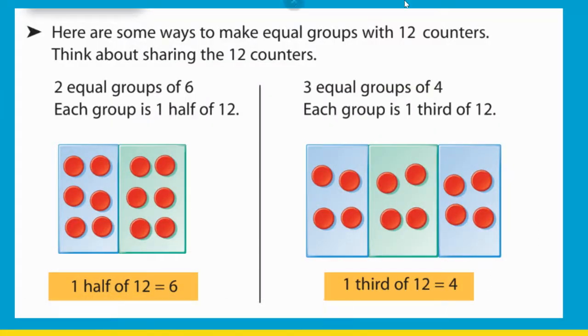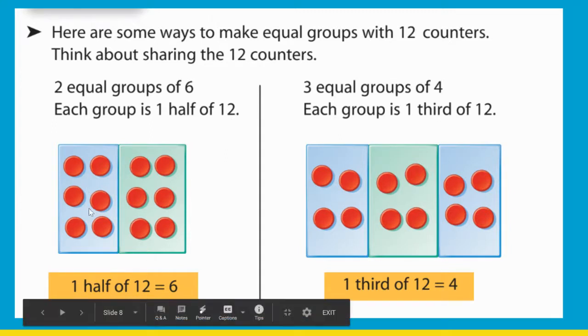Here are some ways to make equal groups with 12 counters. Think about sharing the 12 counters. So 2 equal groups of 6. Each group is 1/2 of 12. So 1/2 of 12 equals 6.